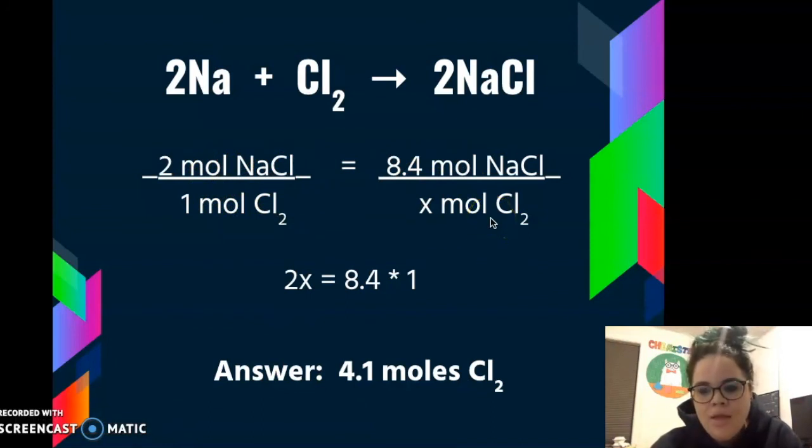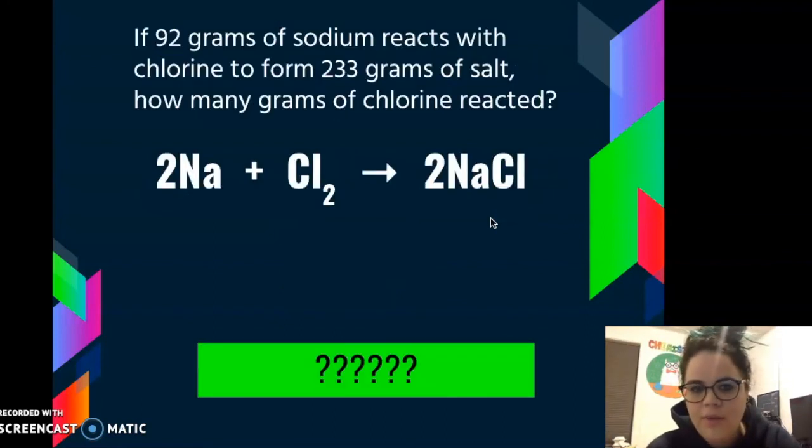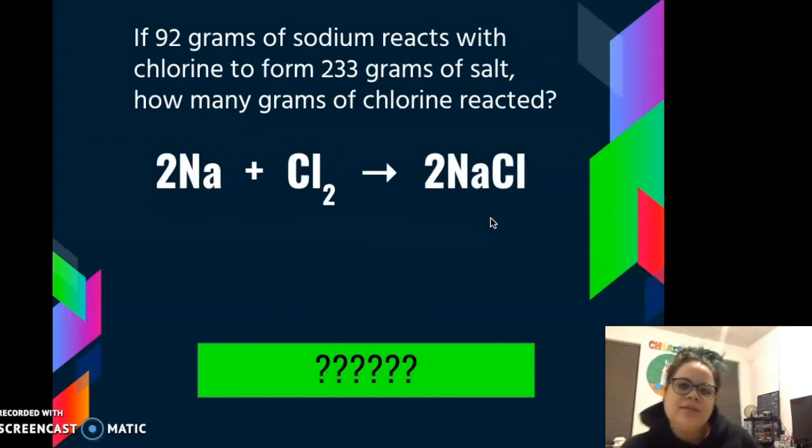Okay? So now I'm going to throw in a different type of problem that you've already learned how to do, but that can often lead to some confusion as to which one is which. So we're still going to use the same equation. This was actually on your warm-up from our last lesson, and let's see if we can figure it out. This question asks if 92 grams of sodium reacts with chlorine to produce 233 grams of salt, how many grams of chlorine reacted? Now you'll notice this question does not have the word mole in it anywhere.